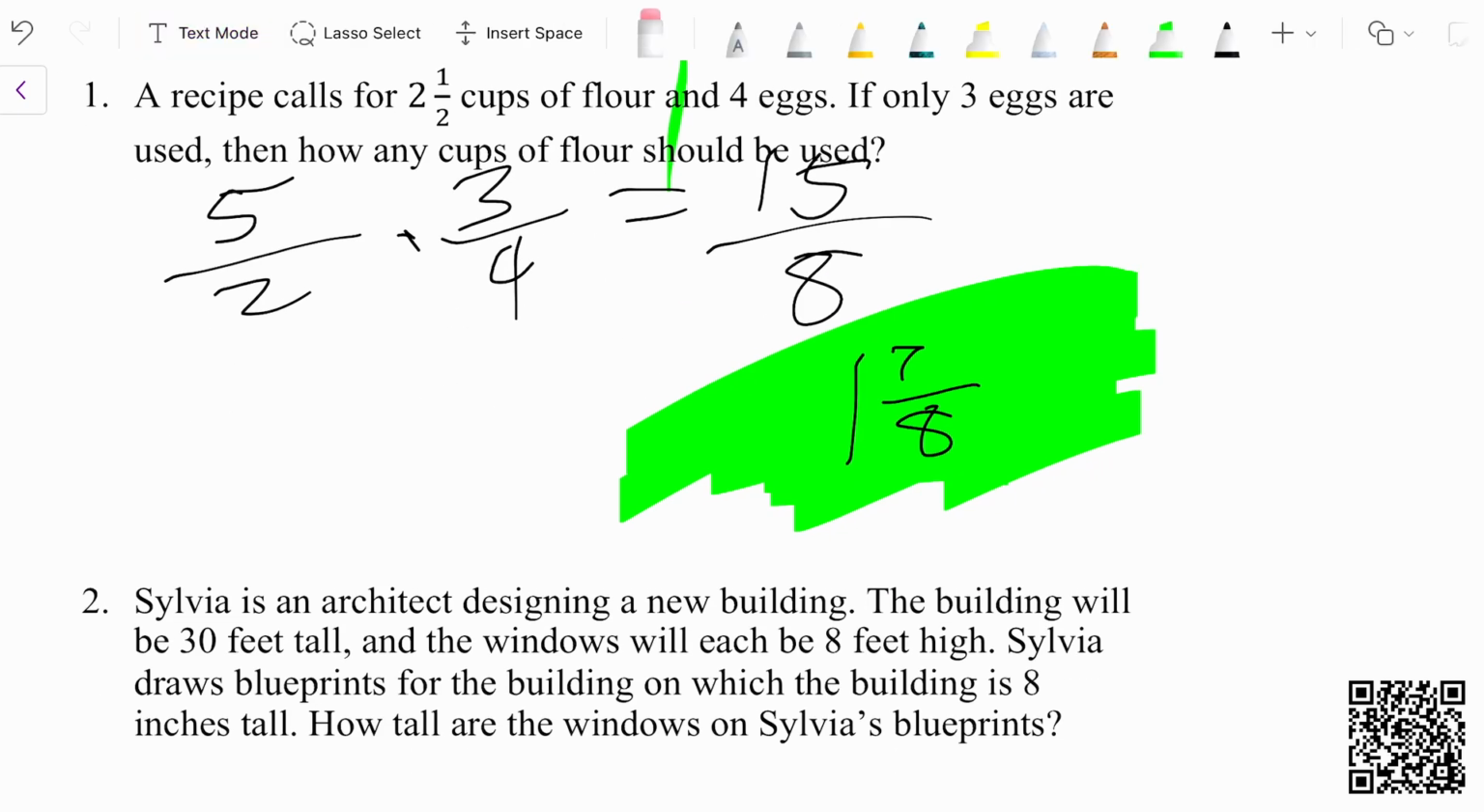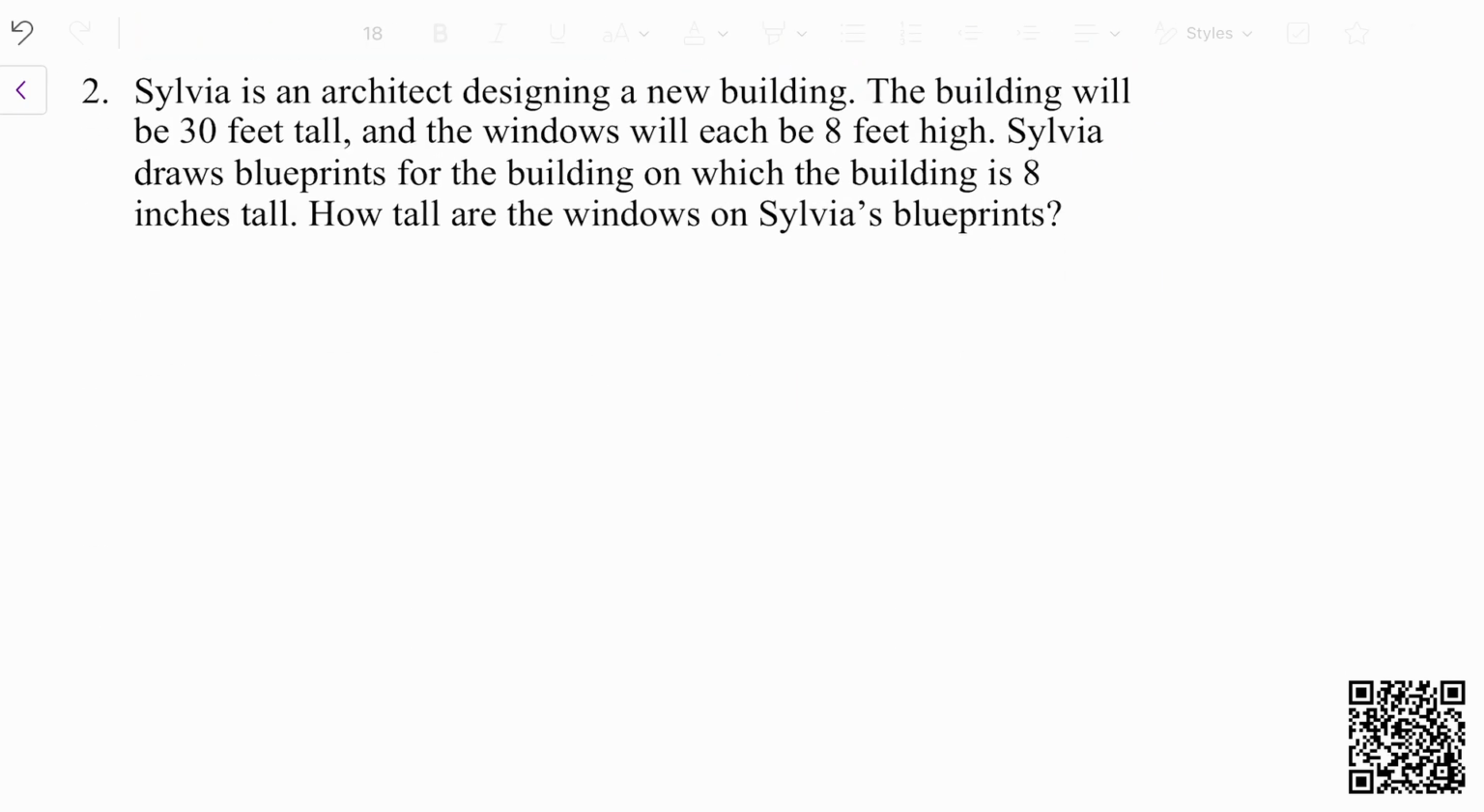That one was relatively straightforward. Moving on to the next problem.